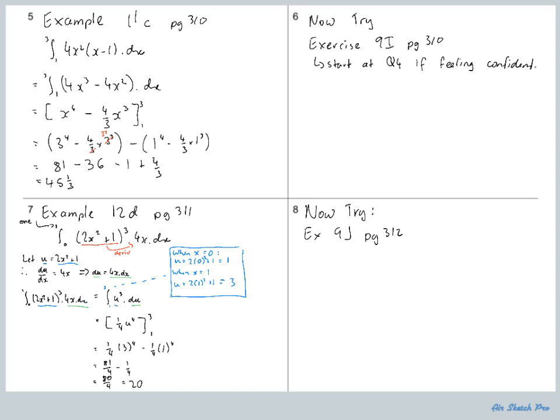All right, on page 311, you'll see example 12A, B, and C, as well as D. I'm not too sure whether they did it the same way as I did, but it would have been roughly the same. So you've got more examples to look at. But yeah, these harder ones are now in exercise 9J.